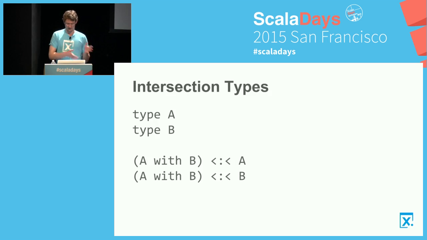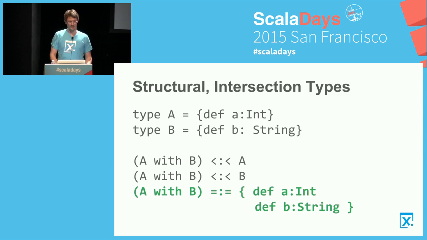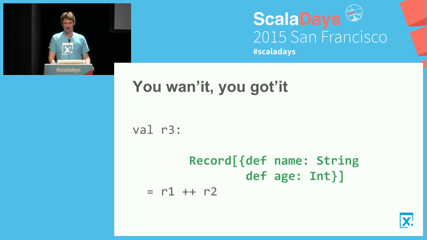intersection types themselves are like, you have a type A and type B, and A with B is a subtype of A, but also a subtype of B. But when you combine them with structural types, A with B is actually the same as the merged one. It's subtypes in both directions, equivalent. So, yep, you can write it like that, and that's fine. Even if Record was invariant, you could still write it like that.